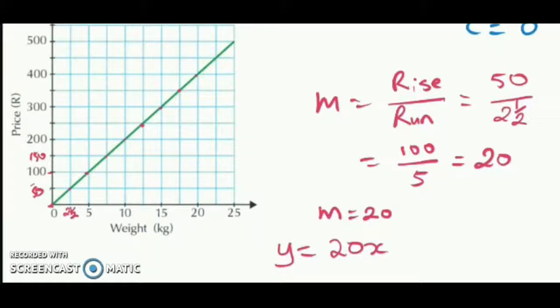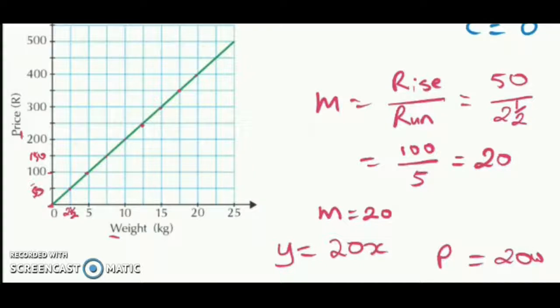So we could perhaps use different numbers instead of x and y. This is normally the x-axis, but it's actually w this time. So we could go 20w. And instead of the y-axis, it's actually price or cost. So we could say the price is equal to 20W. The price is equal to 20 times the weight in kgs.